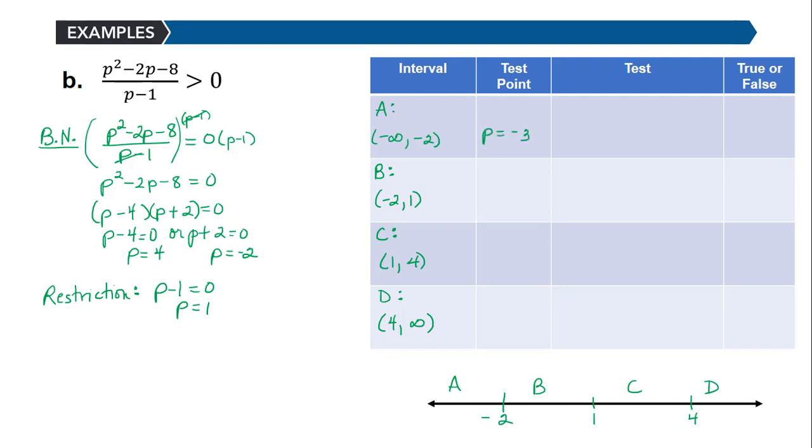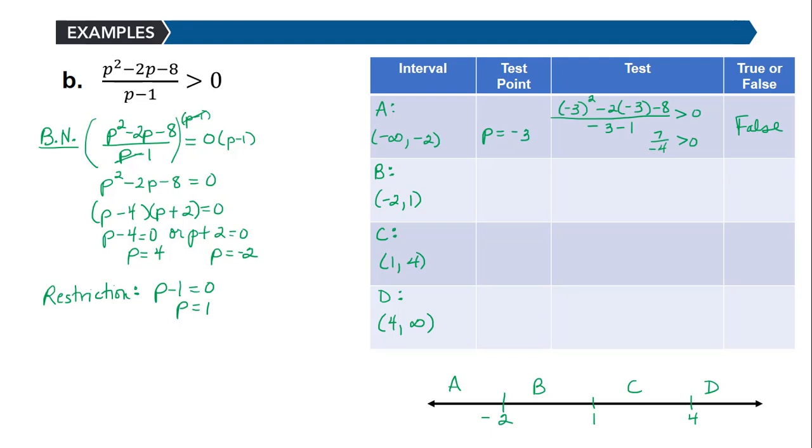We plug into the original inequality to get -3 squared minus 2 times -3 minus 8, all divided by -3 minus 1, and we want to see if this is greater than 0. So simplifying the numerator, we get 9 plus 6, which is 15, minus 8 is 7, divided by -3 minus 1 is -4. Is this greater than 0? Well, that's a negative 7/4, which is not greater than 0, so this would be false.